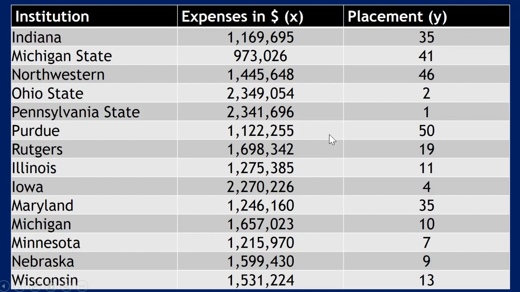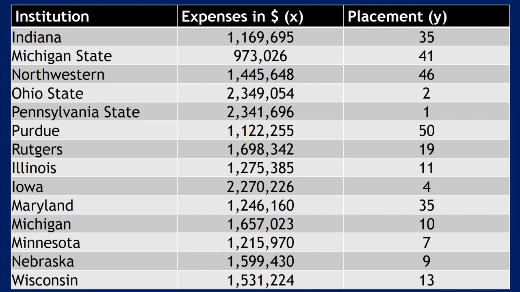So what I'd like you to do is put the expenses in list 1 and the placement in list 2 of your calculator. So again, stats, edit, and then into list 1, the expenses, and in list 2, the placement. I'm going to push pause while I put this into my calculator. I would suggest you do the same.